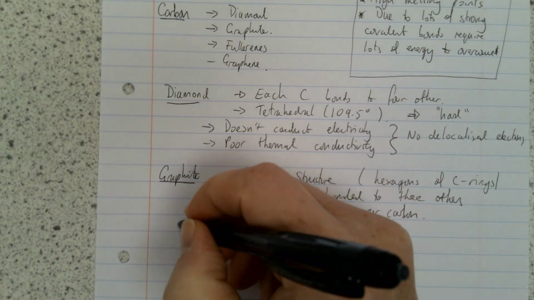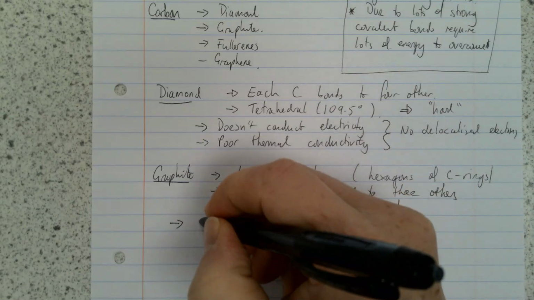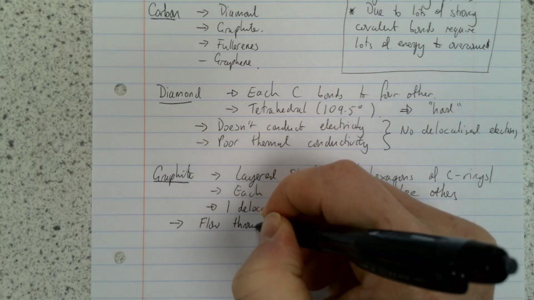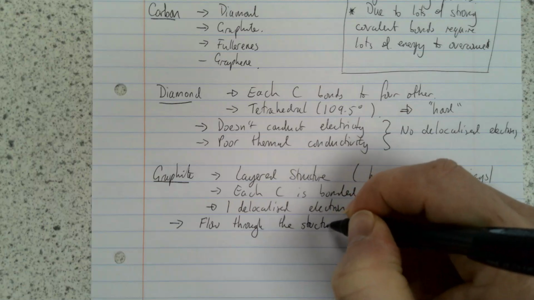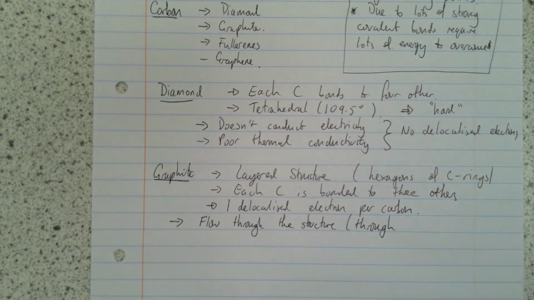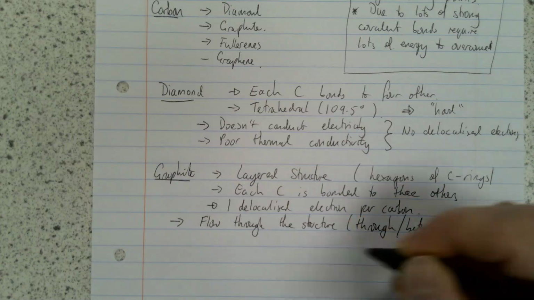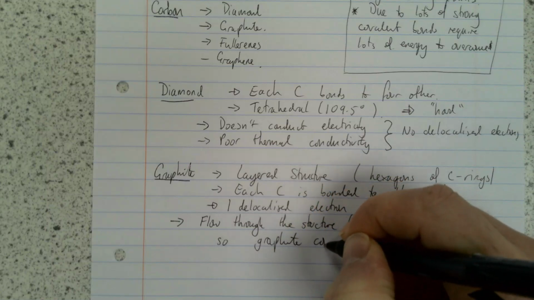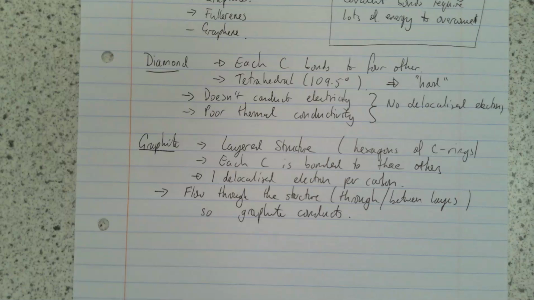And the thing about the delocalized electrons, as you said a moment ago, is that those delocalized electrons can flow through the structure, through the layers specifically, so they only conduct through the layers, not between the layers. So graphite conducts. The electrons can flow and carry the charge.